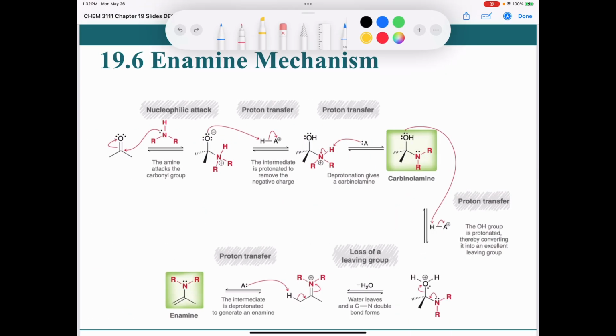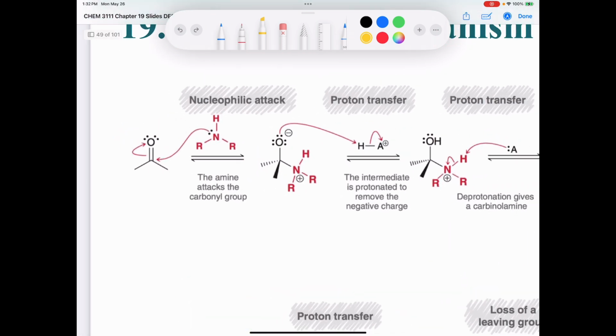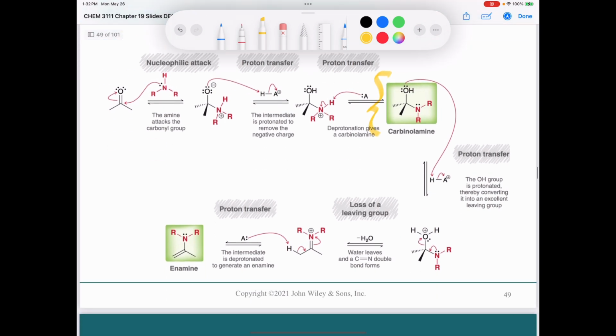And so just like the formation of the imine, the first step is going to be the nucleophilic attack by the amine. And then we form our carbinolamine along the way. We lose water. But then in the last step here to form the enamine, notice that we remove a proton from an adjacent carbon. We don't take it off the nitrogen because there's no proton on there. So that forms our enamine.